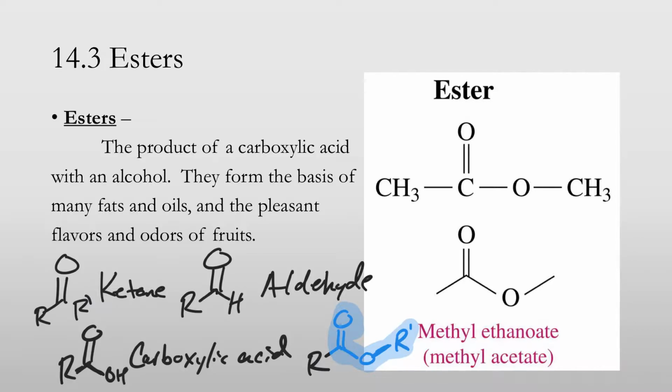So the simplest ester is this, which is methyl ethanoate. Essentially, we've got a methyl group here, and that's where this methyl comes from. And then since there's two carbons right there, it's ethanoate or methyl acetate. Because again, if we go back to the common names, when there's two carbons right there with the carbonyl, it's acetic.